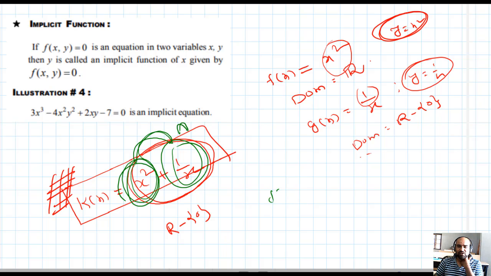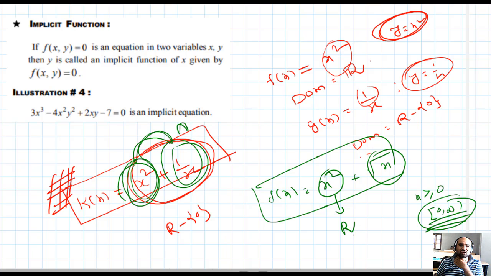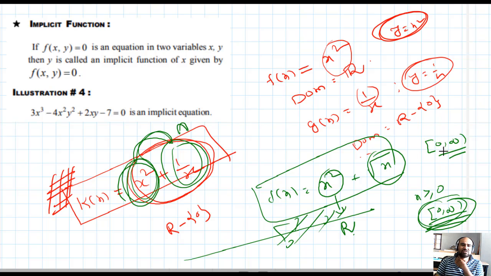Okay students, for example, f of x is given as x square, and another function is given as root x. We want to find the domain of the new resulting function, that is x square plus root x. Do one thing. Find the domain of each function separately. For x square, that is all real numbers. For root x, x should be greater than or equal to 0, which means the domain is the closed interval 0 to infinity. So what is the intersection of the closed interval 0 to infinity with R? This one only. That's why the domain of the resulting function is the closed interval 0 to infinity.